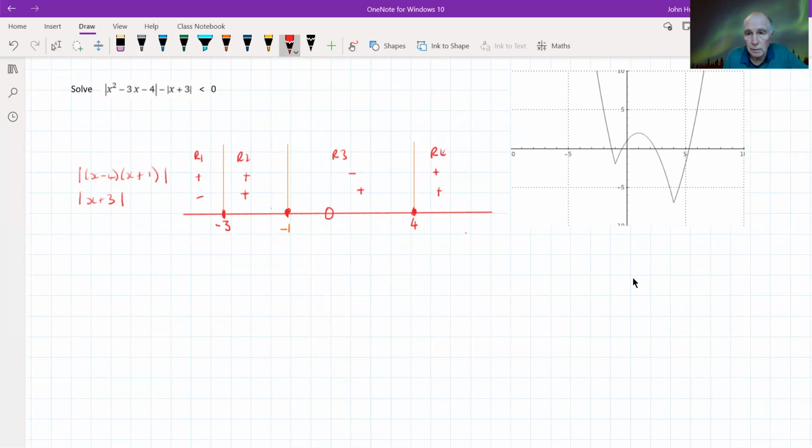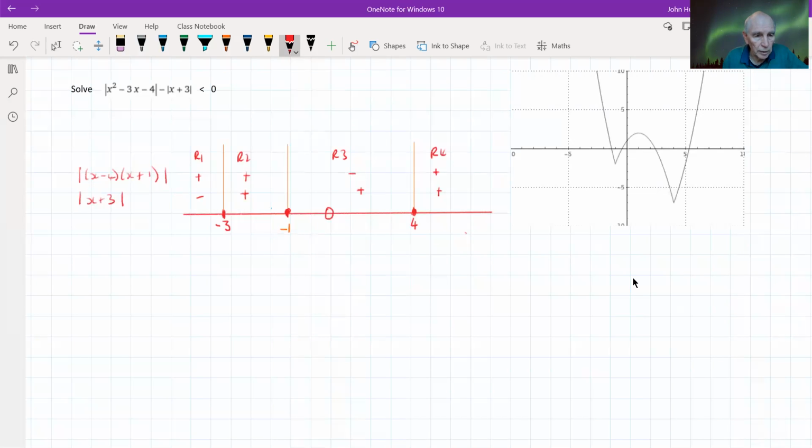Because both terms will be negative. It's going to be positive when x is greater than 4, because both terms will be positive. But in between, it's going to be negative. So this is a quadratic, isn't it? It's basically the bowl shape of quadratic functions.